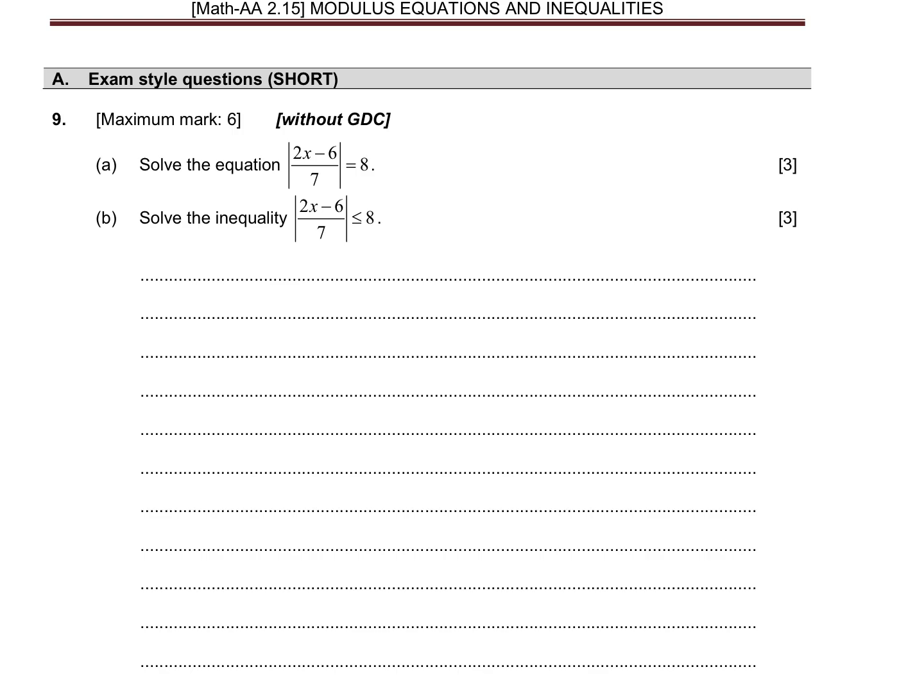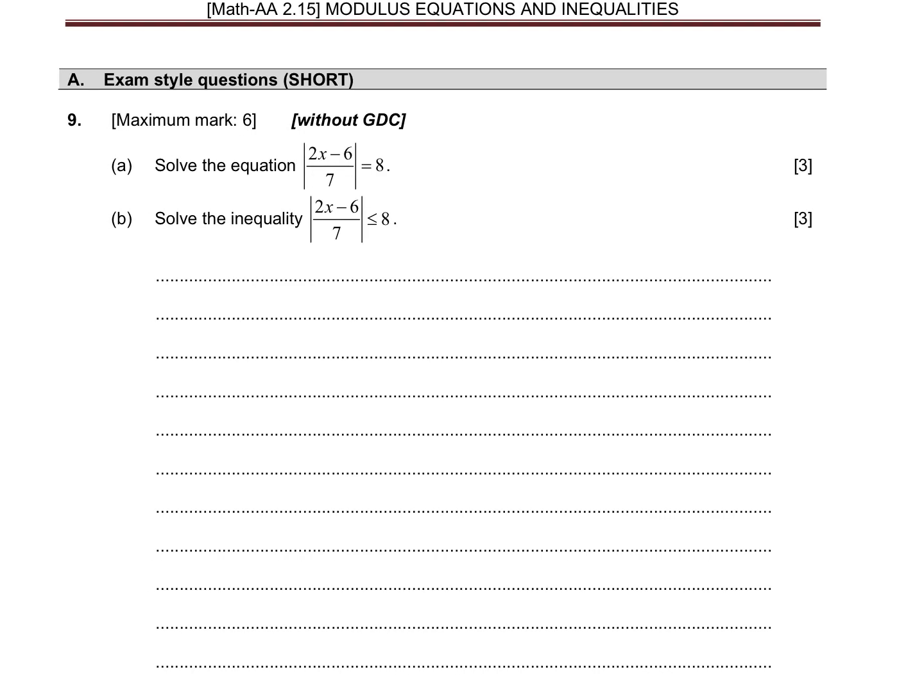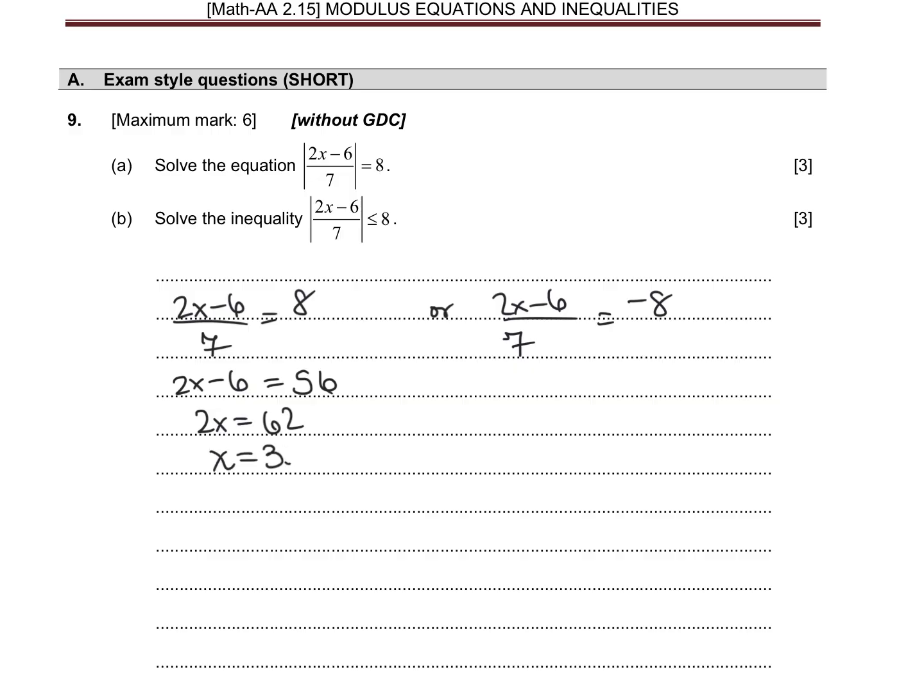Okay, so for this one, we're going to have (2x − 6)/7 = 8, or (2x − 6)/7 = −8. And then we can cross multiply, add 6, 62, so x is 31. Or 2x − 6 = −56, plus 6 is −50, so x is −25.